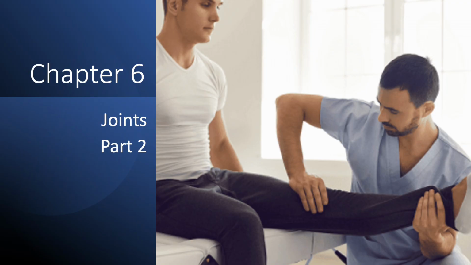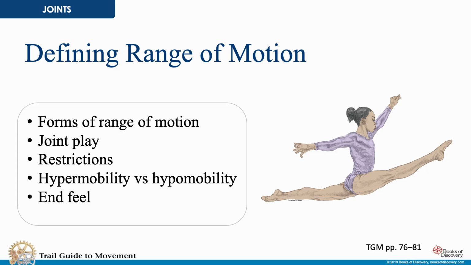Now we're going to move on to chapter 6, which is part 2 of joints. In a clinical setting, you'll assess active, passive, and resisted range of motion. You'll also need to pay attention to end feel, which is the sensation you feel at the end of a joint's movement.